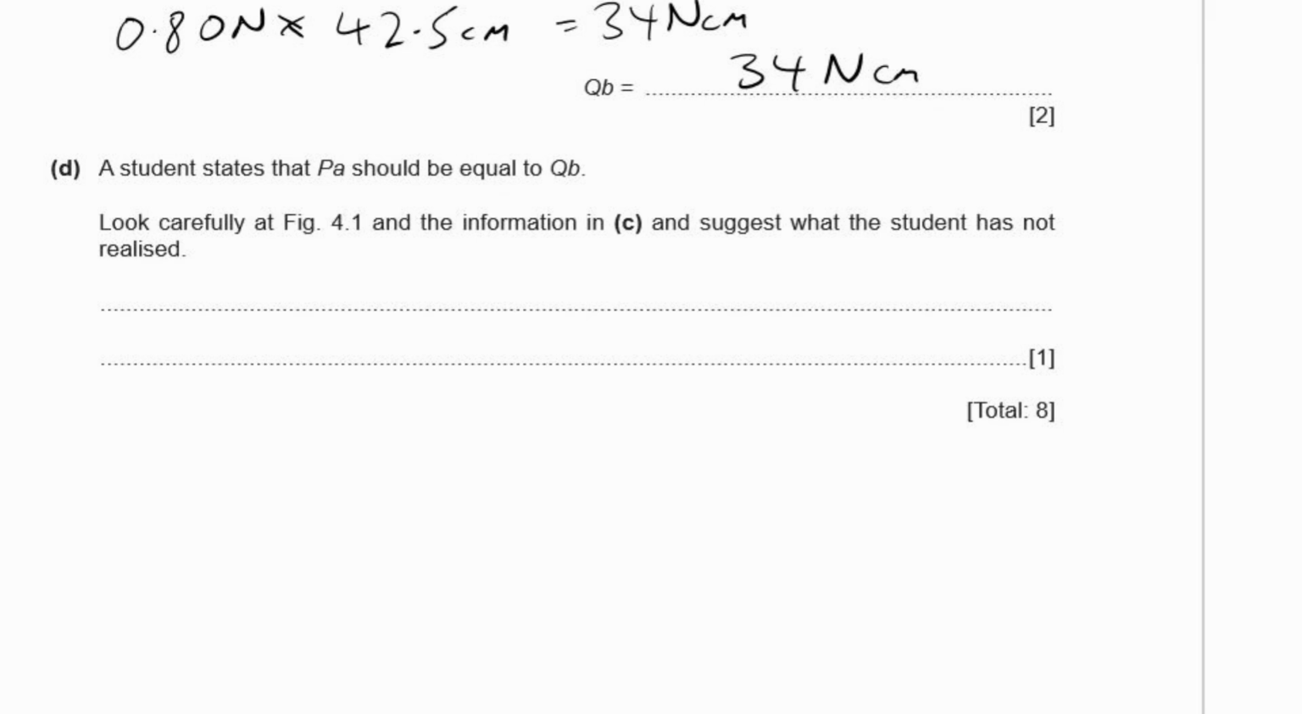D. A student states that PA should equal QB. So they are the two values that we just calculated out. Look carefully at figure 4.1 and the information in C and suggest what the student has not realised.